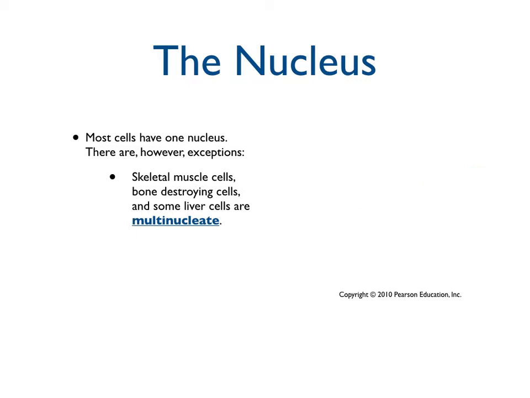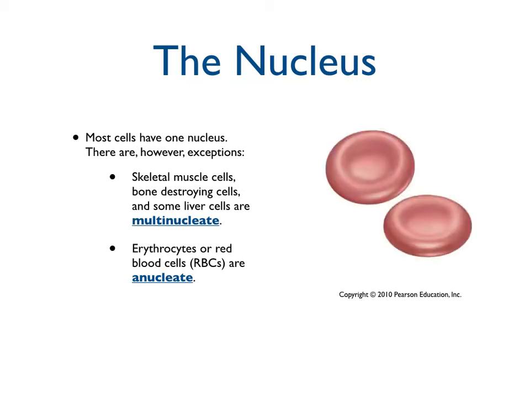There's also an exception to the rule that says that all cells have a nucleus. This isn't entirely true because red blood cells, also called erythrocytes, are anucleate. This means that they do not have a nucleus. Take a look at the figure of the red blood cells.